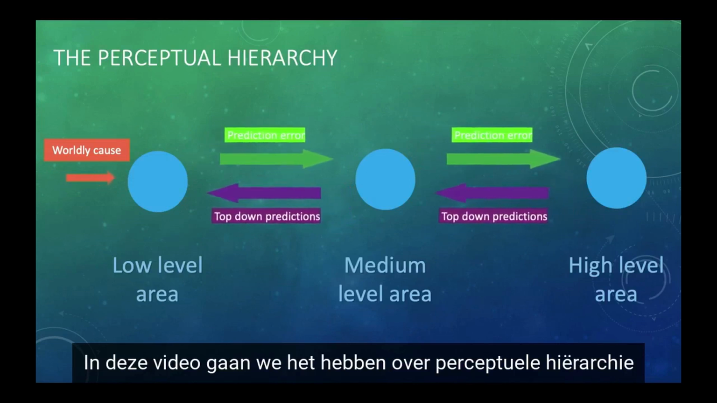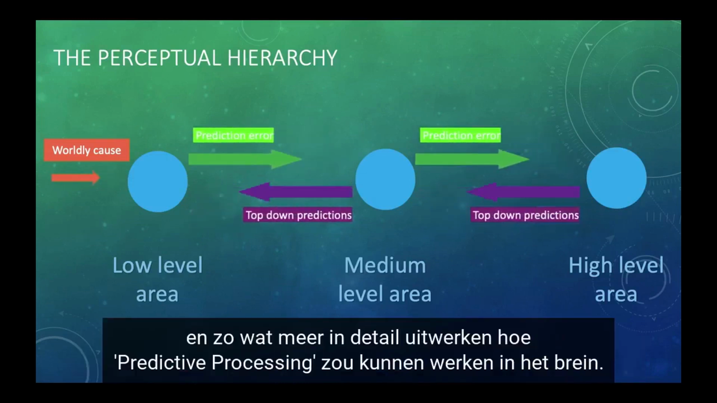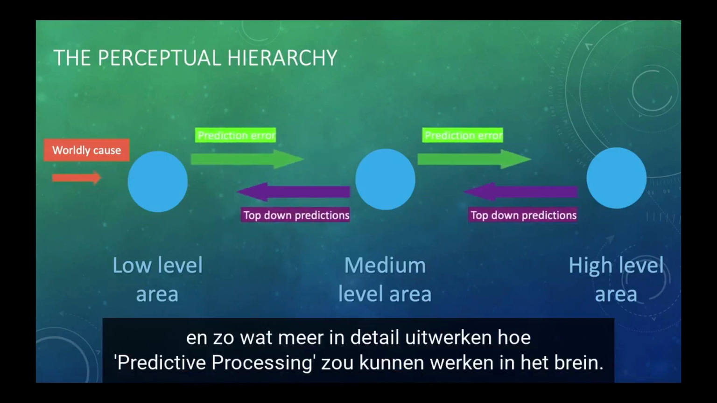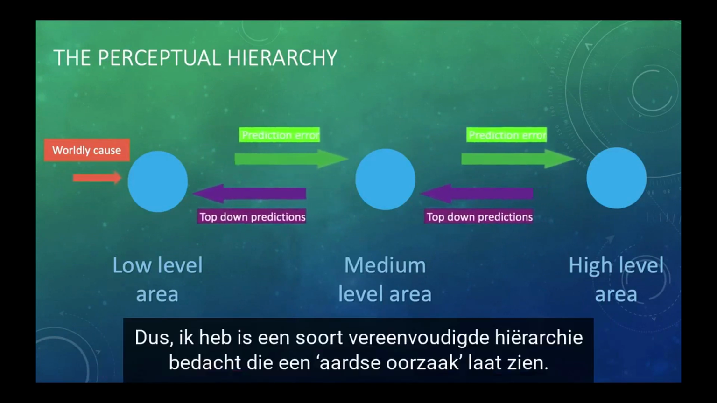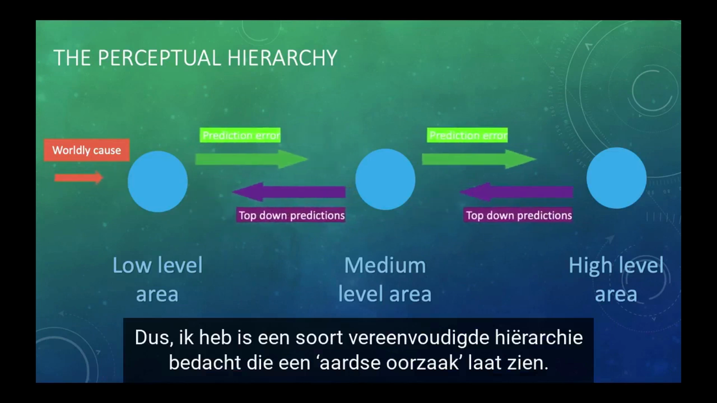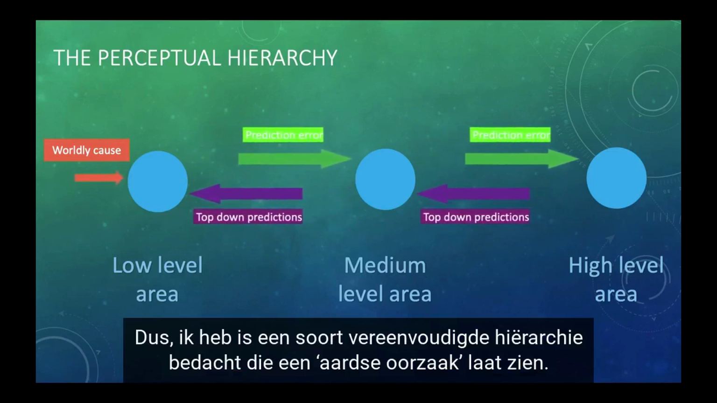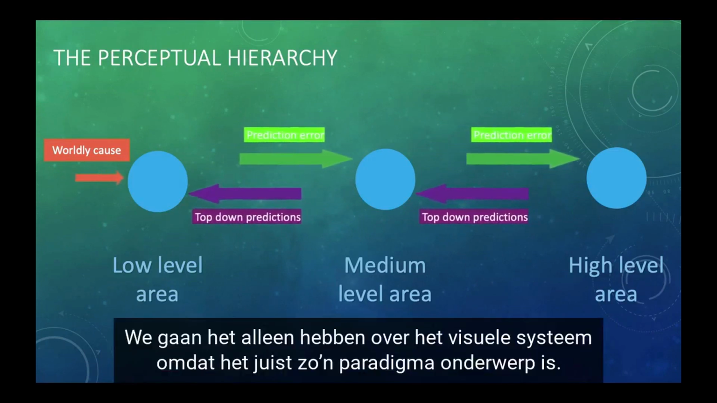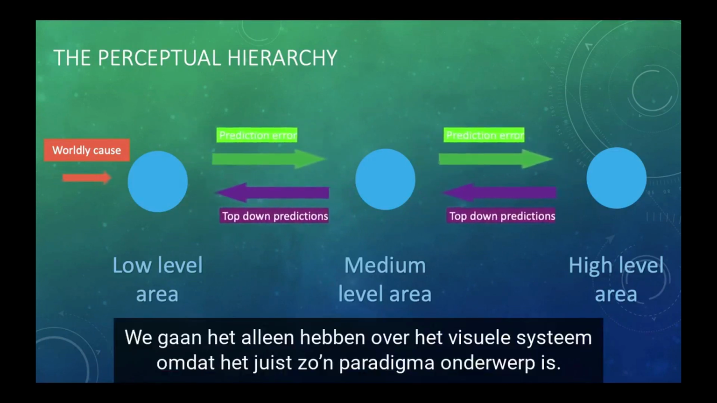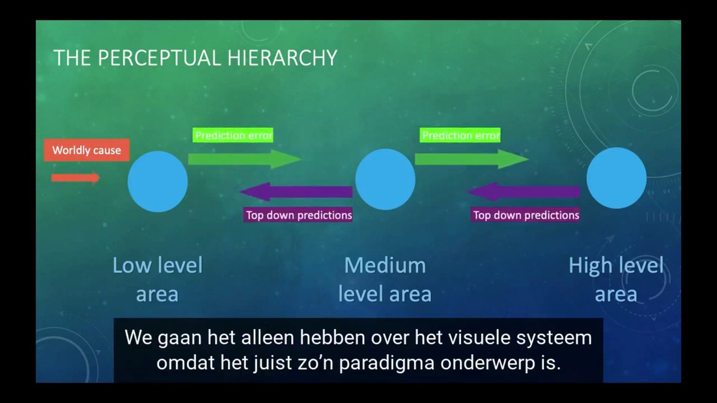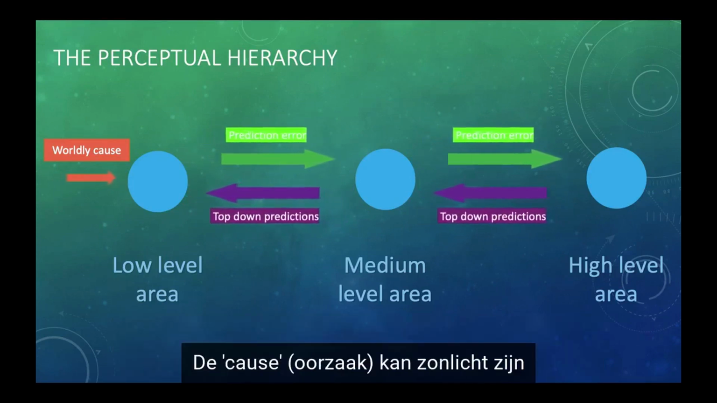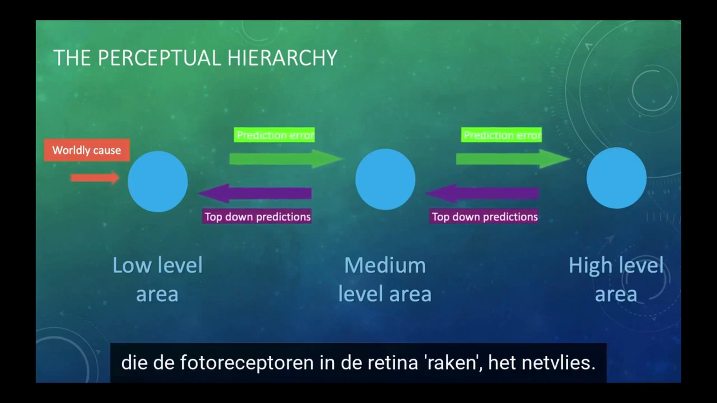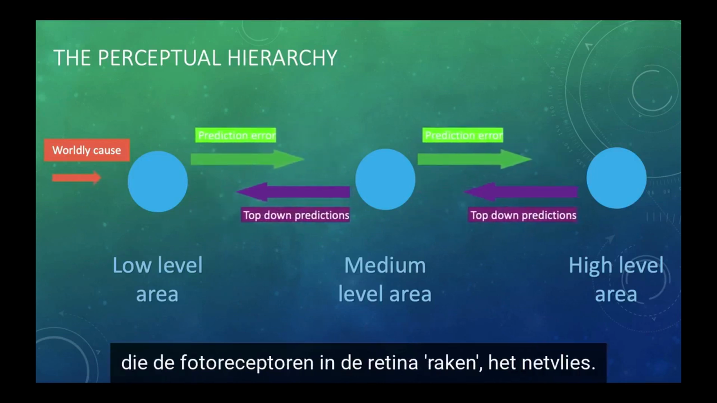So in this video, we're going to be talking about the perceptual hierarchy, which works out a bit more of the detail about how predictive processing might work in the brain. I've got a simplified hierarchy, which shows a worldly cause. Let's just talk about the visual system, because it's the paradigm case. A worldly cause could be sunlight hitting the photoreceptors in the retina.